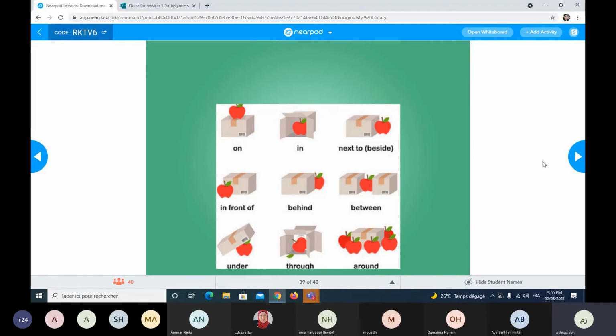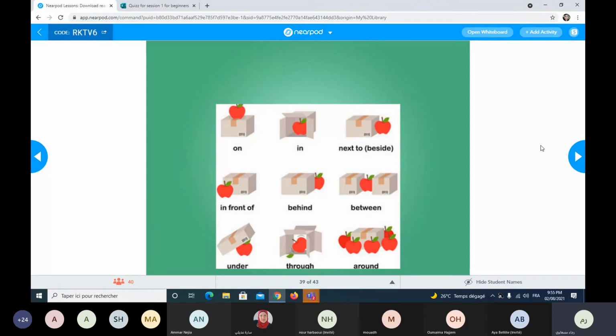Take a look at the second picture. Where is the apple? The first one, on the left. The apple is on the box. Next, where is the apple? The apple is in the box. Number three, where is the apple? The apple is next to the box, or beside the box.